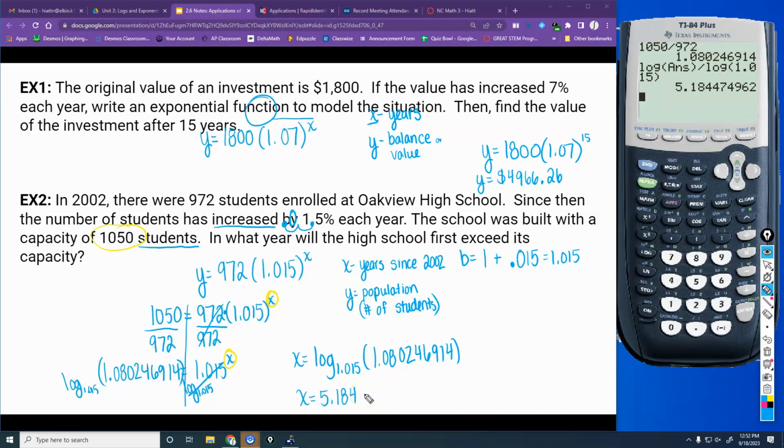Now, the question, though, says, in what year will the high school first exceed its capacity? So it's 5.184 years, but that is not giving me the year that it is going to happen. What year would this happen? During 2007, right? Because this is my years since 2002. So it would just be 2002 plus the 5 years. We got a 0.184, but that just means it's going to happen during the year, maybe about March. So we'd get 2007, during 2007.